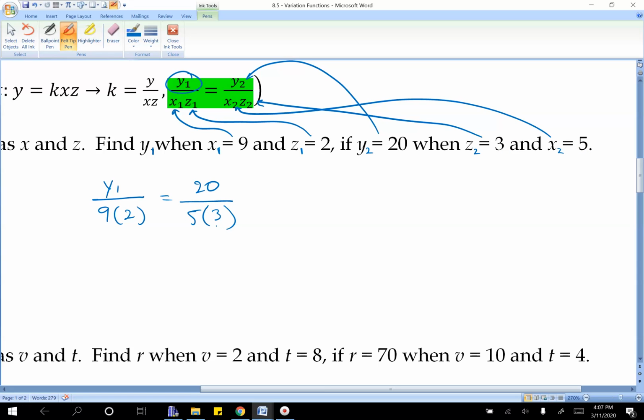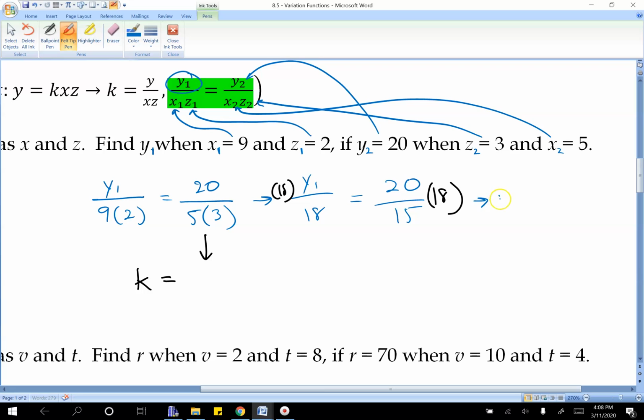Okay? So from here we're going to solve for y. Do not forget we can also get k. K is this guy pretty much after we reduce that. We'll do that at the end. So from here you can cross multiply, or we'll just do some work here. So this is going to be y1 over 18 equals, so everything equals 20 over 15, right? So we can go ahead and reduce the right side if you want to, or just go ahead and multiply both sides by 18. It's going to be the same thing for us.